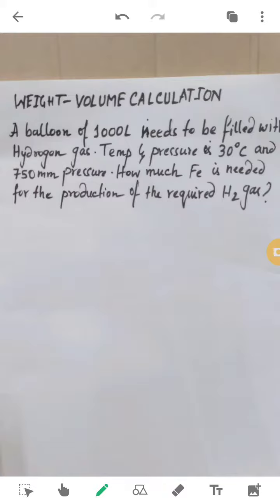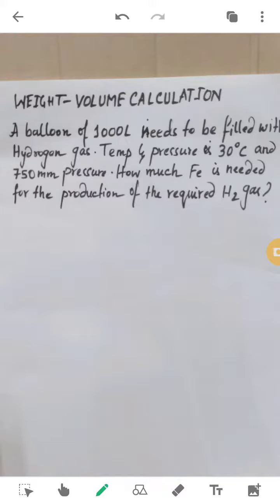Now you see, the next numerical is with weight volume calculation. What is given to us? A balloon of 1000 liter needs to be filled with hydrogen gas. Temperature and pressure is 30 degrees centigrade and 750 millimeter pressure. How much iron is needed for the production of the required hydrogen gas? Now, when it is a balloon of 1000 liter, you just assume that you require 1000 liter of hydrogen gas. This you have to assume.